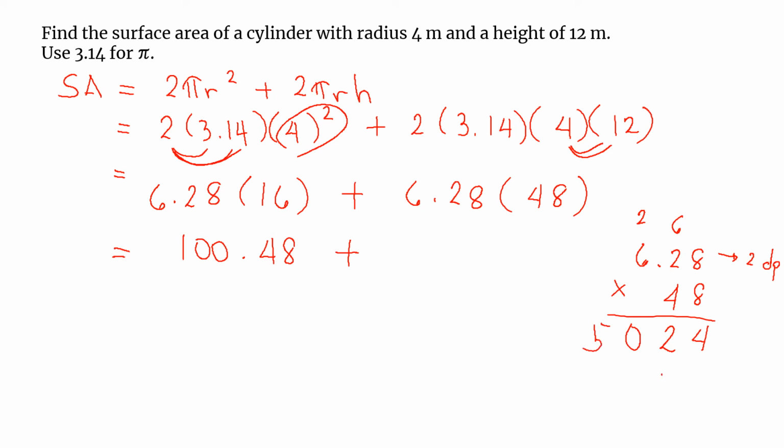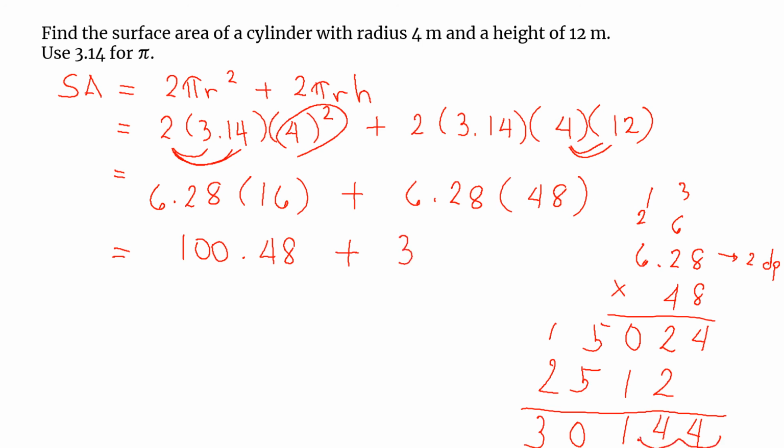And then 4 times 8 is 32. Carry 3. 4 times 2 is 8. Plus 3 is 11. Carry 1. 4 times 6 is 24. Plus 1 is 25. Then time to add, we have here 4, then 4, 1, 10, carry 1, 3. Again, 2 decimal places. So 1, 2 movements to the left. And that is 301.44. So to get the surface area, kunin lang natin ang sum nitong 100.48 and 301.44.